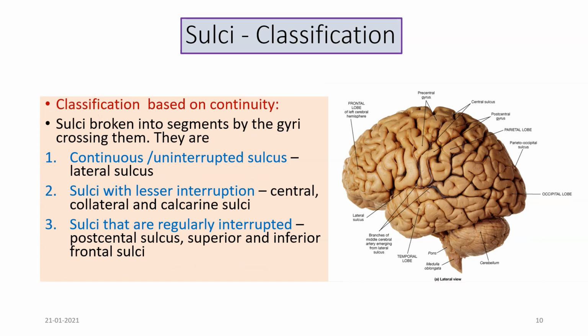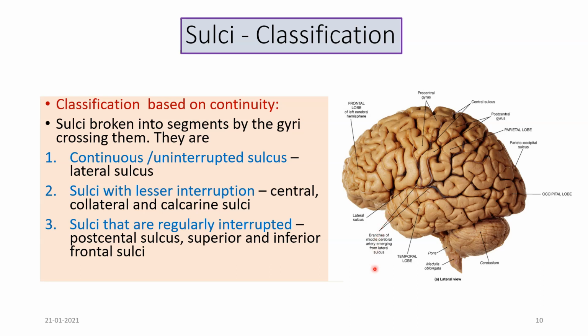Now let us discuss the sulci based on the continuity. So here the sulci are broken into segments because of the gyri that will be crossing them, and here there are three categories of sulci. One is the continuous or uninterrupted sulcus. The example is the lateral sulcus, which is a continuous one without any interruption.